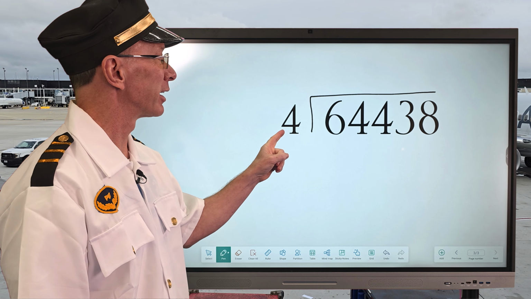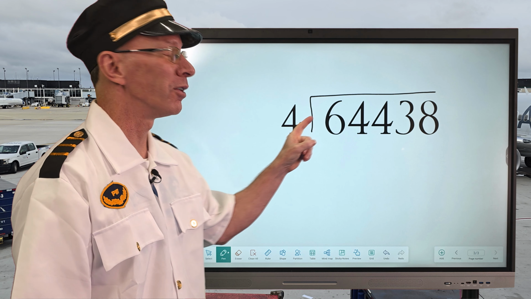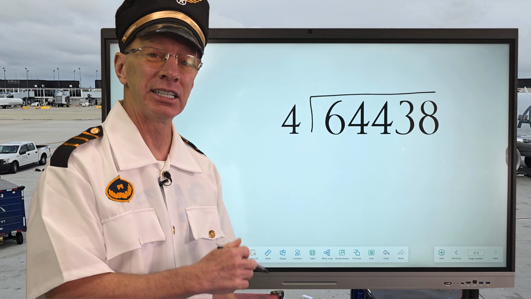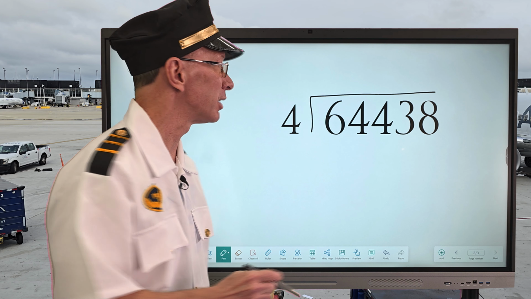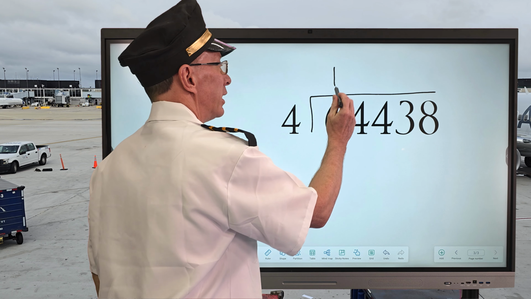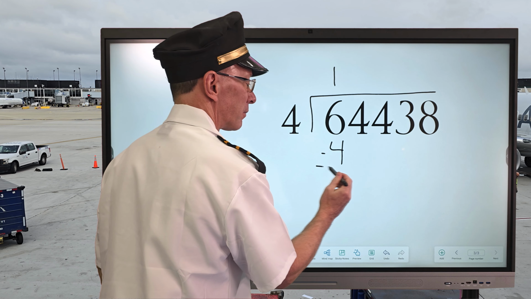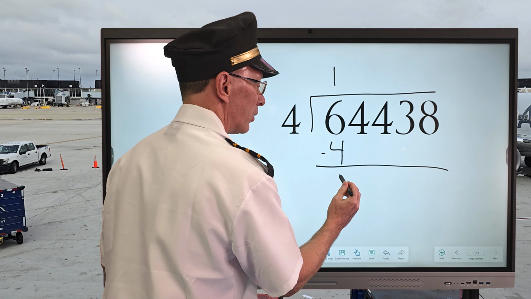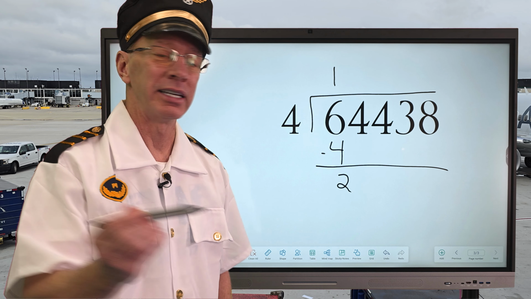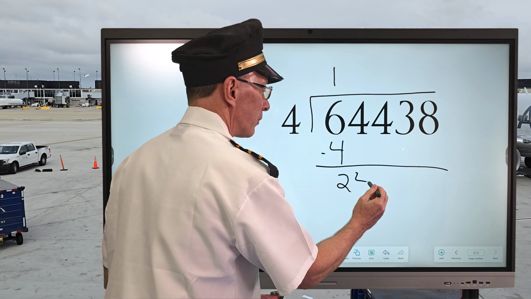So again, we're going to see how many times can I put 4 into 6? Can I do it? Yes, you can. 4 times 1 equals 4. So I'm going to go ahead and put 1 right here. 1 times 4 equals 4. I subtract. So 6 minus 4 is 2. And then I bring the next number down, which would be 4.